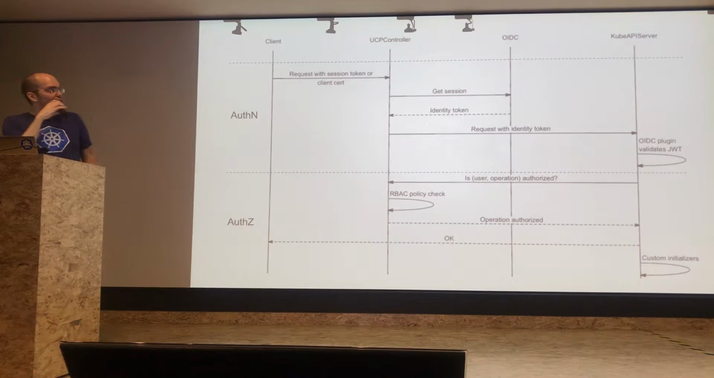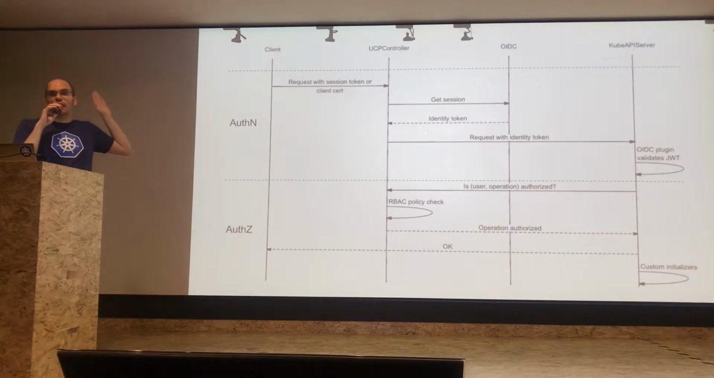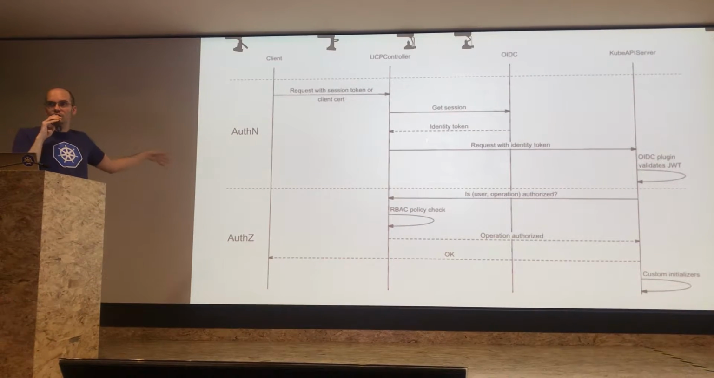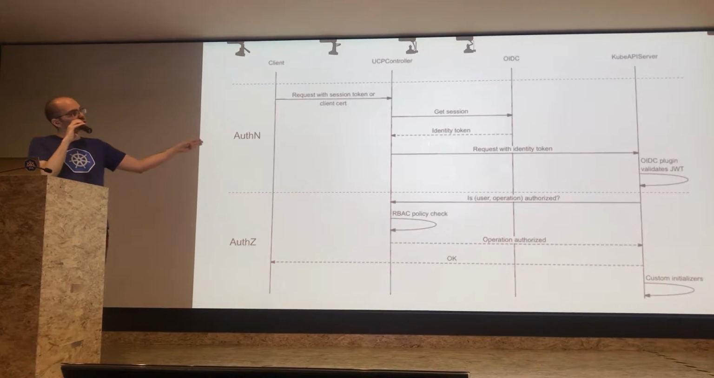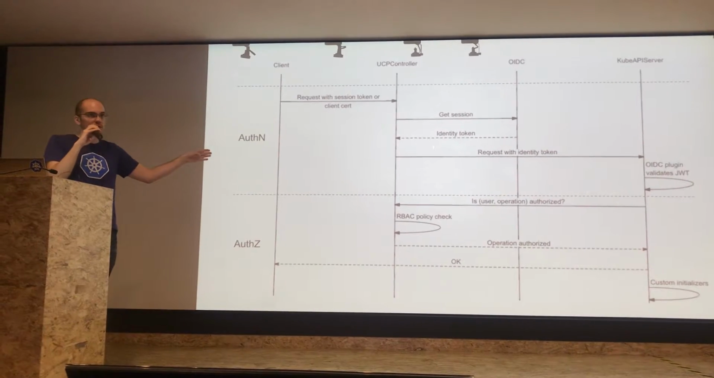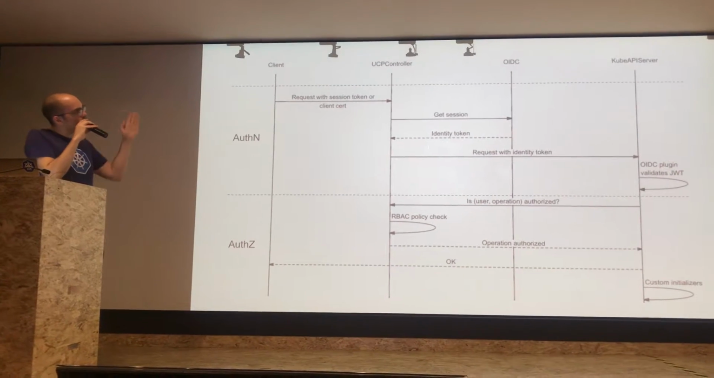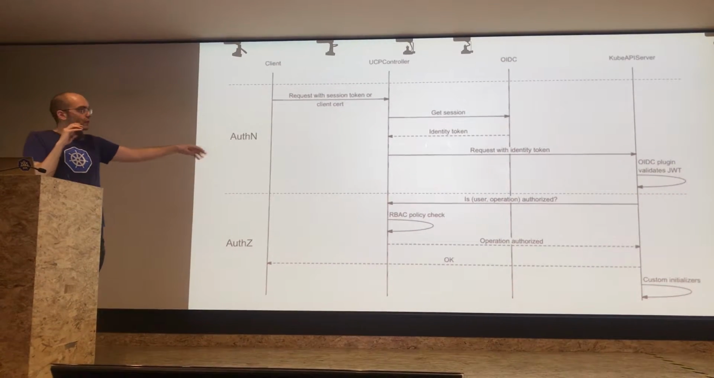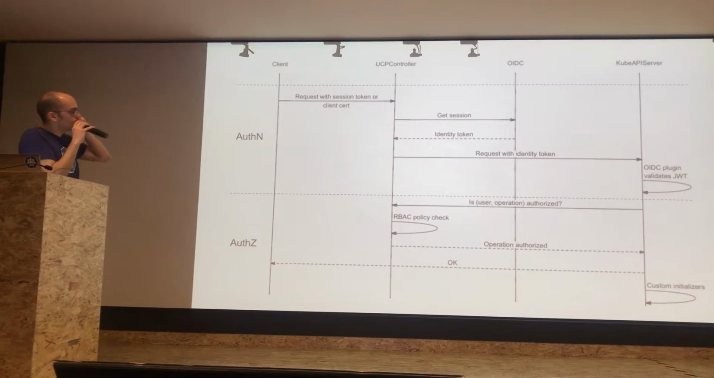So let's first examine the columns that we have here. We first have the client. The client can be either a user interface client or a kubectl client, which is the Kubernetes command line tool. Then there's the UCP controller, which is the entry point for such clients. It serves as a proxy for most of these requests. Then we have the OpenID Connect provider, which is our authentication server service. And finally, we have the Kubernetes API server in the end.